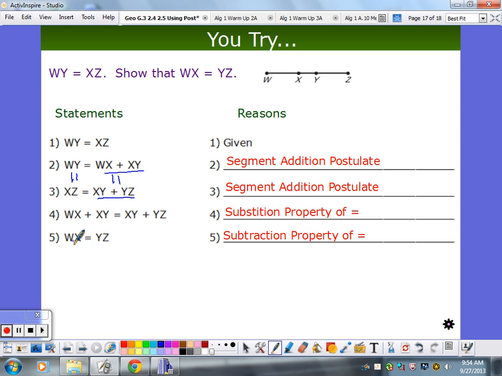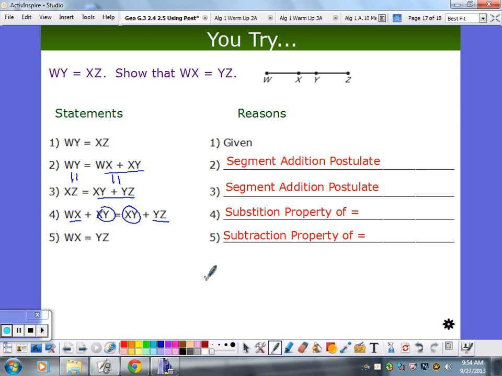Now from here to here, I'm seeing a WX and a YZ here. These are the same, right? So what did I do? I subtracted out the XY. And that's why this is the subtraction property of equality. Questions on this? Please ask, because I really don't want you lost on this part, because we're starting kind of slow with this. So questions, questions, questions.